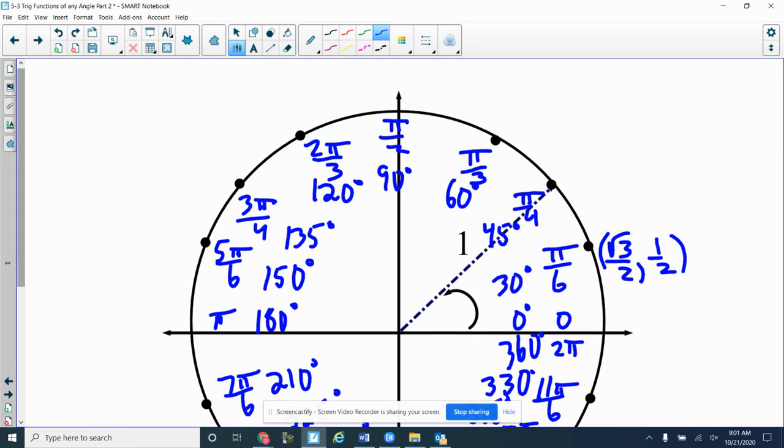Now here's the thing. Look at 30 degrees, then look at 60 degrees. The sine of 60 degrees is radical 3/2, and the cosine of 60 degrees is 1/2. Isn't that just those flipped? So up here at pi/3, this is the coordinate 1/2, radical 3/2.